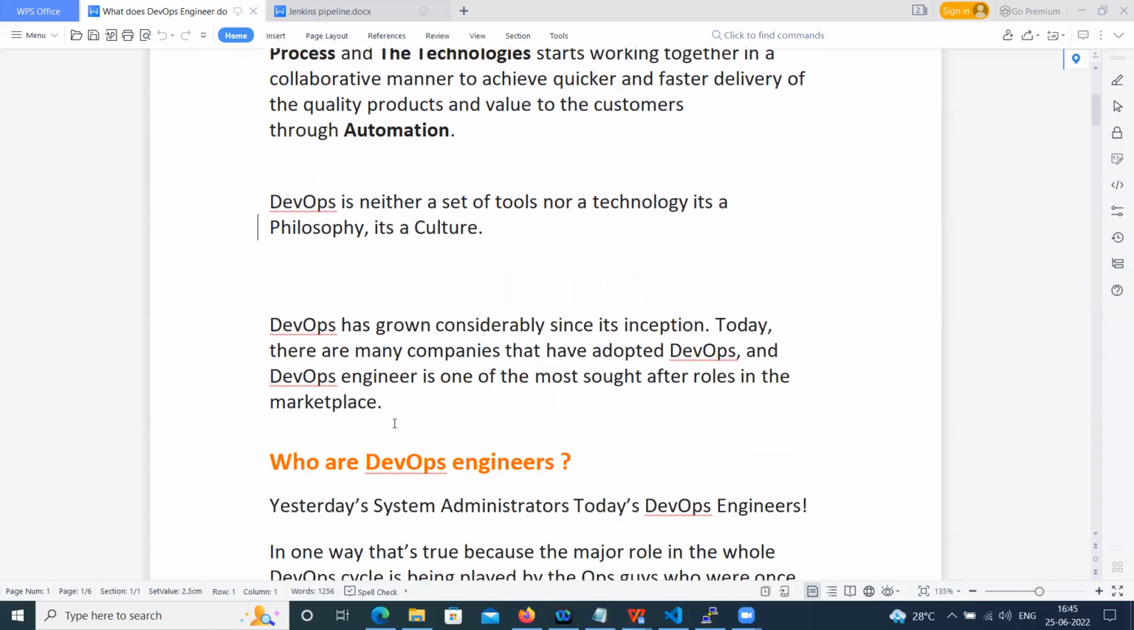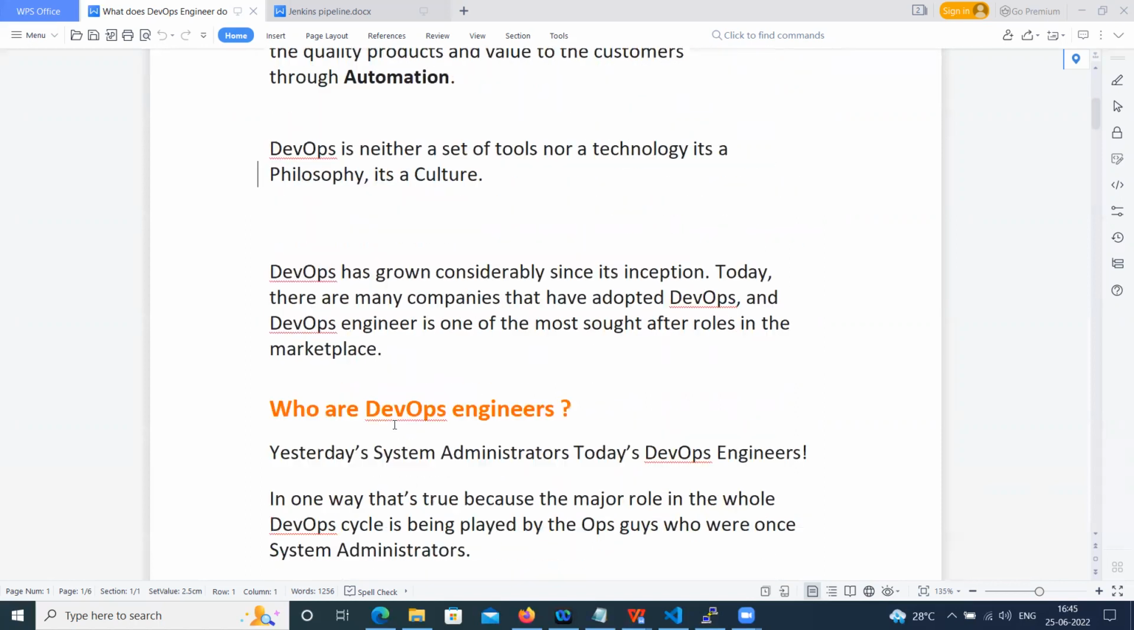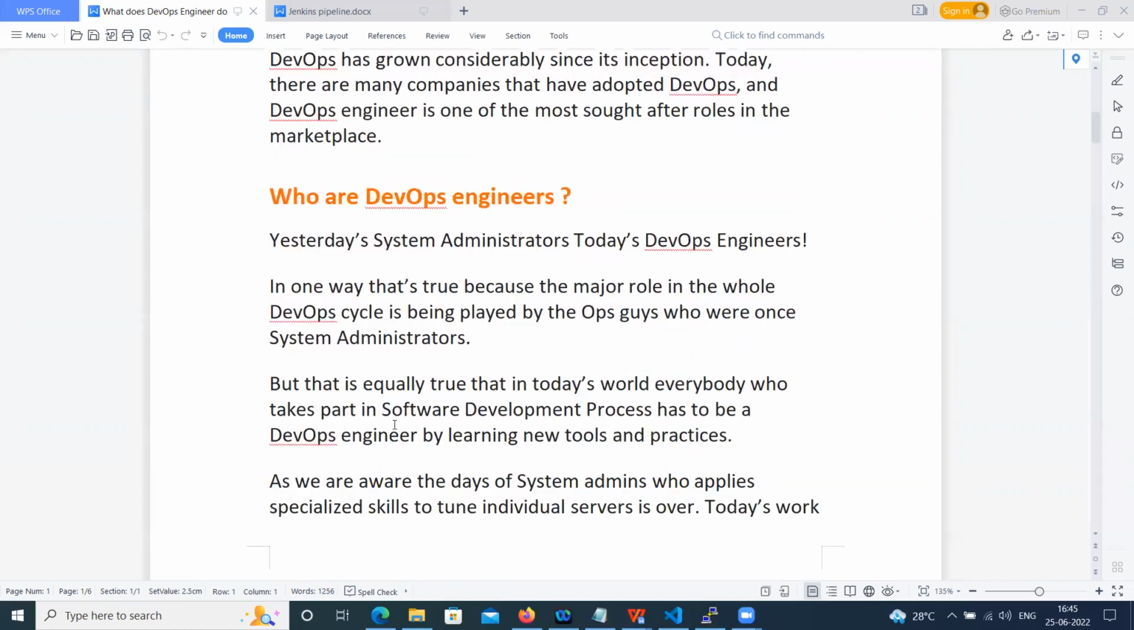DevOps has grown considerably since its inception. Today, many companies have adopted DevOps, and DevOps engineer is one of the most sought-after roles in the marketplace. So this is about DevOps. Now, who is a DevOps engineer? Yesterday's system admin, as we would call them about 5 years back, are today's DevOps engineers.